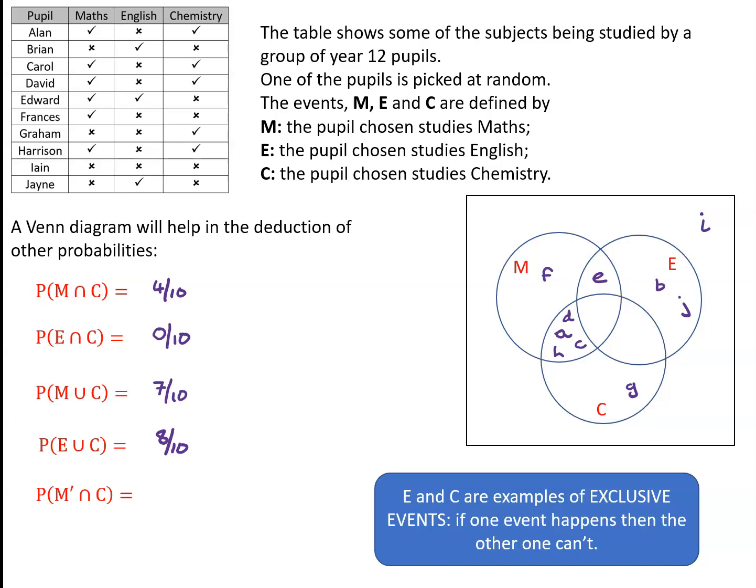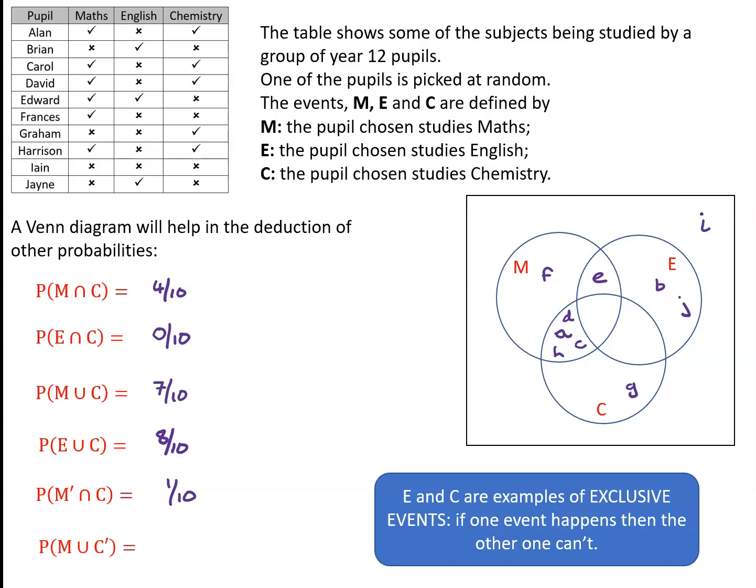The probability of M dash and C, so the pupil doesn't do maths and does do chemistry. Well, there's only one pupil who doesn't do maths and does do chemistry, and that's the pupil G, so that is 1 out of 10.